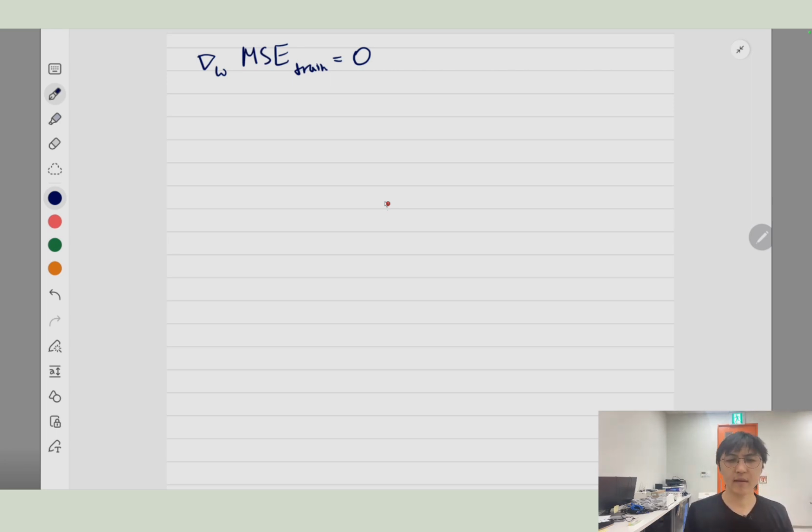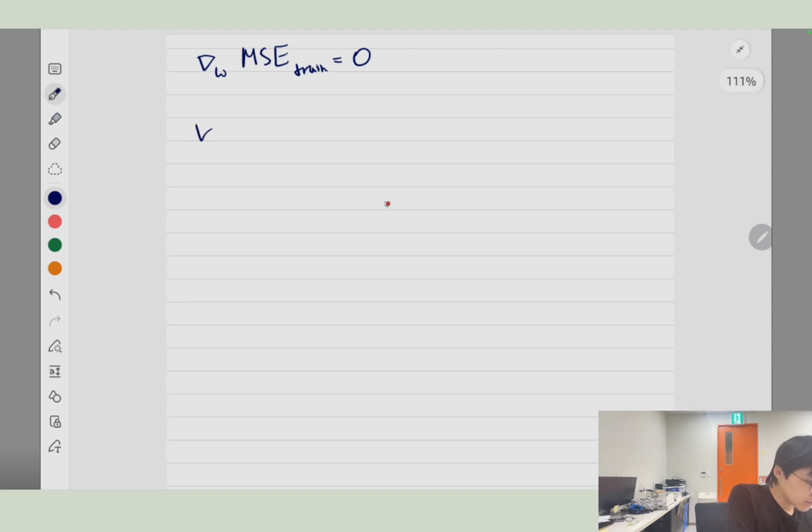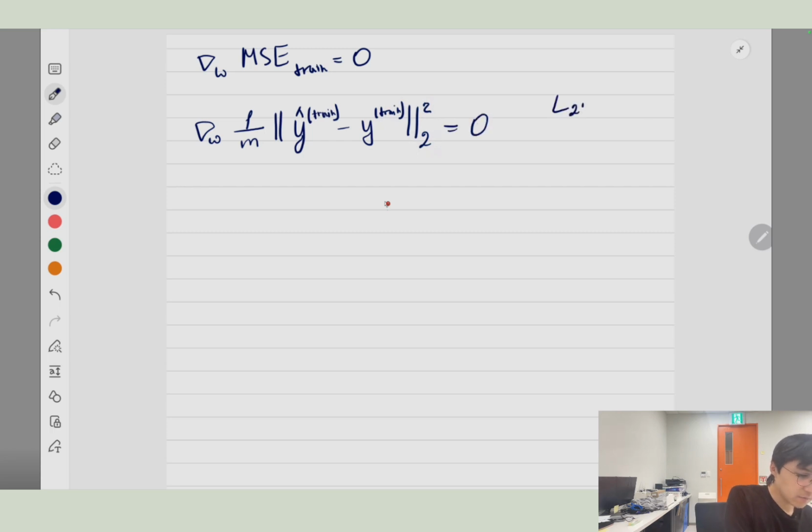So what is MSE equal to? We can represent MSE as 1 over m, and we take the norm of y hat train minus y train, squared. It is the L2 norm, the Euclidean norm. We call it the Euclidean norm from linear algebra. So we want this equal to 0.